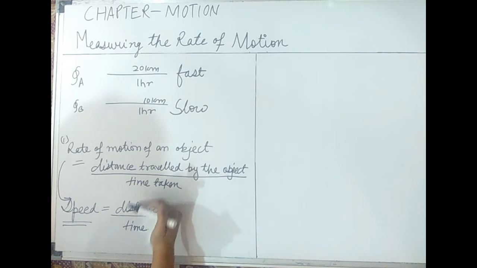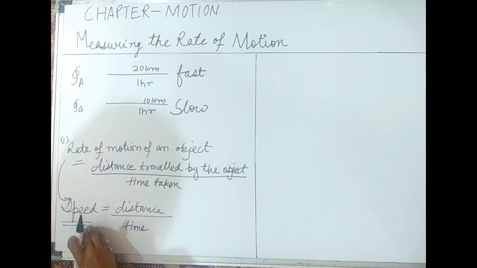Speed is the distance upon time: how much distance is covered in the given time. That is called speed. That means how fast the object is moving, we call that speed.